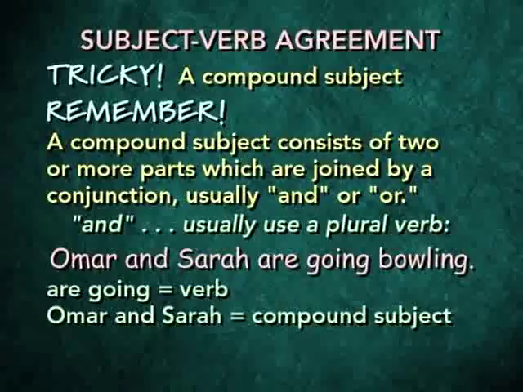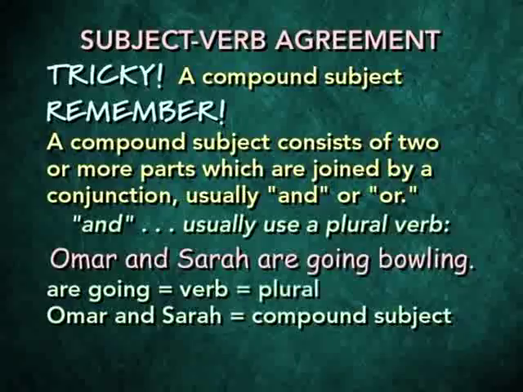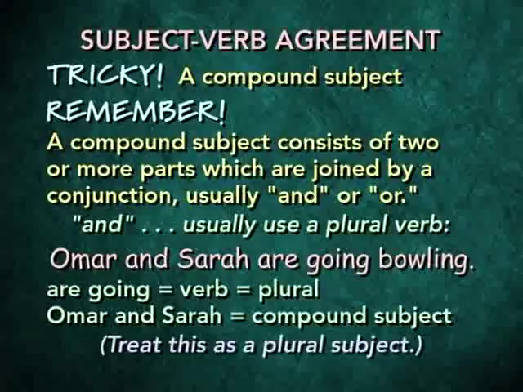Notice that although each of the parts of the compound subject is singular, Omar, Sarah, each of these is a singular word, taken together, they make up a compound subject which is treated as plural. After all, Omar and Sarah are 2 people, and therefore the subject of this verb now refers to more than one person, it's plural, and a plural verb are going is required. So this is the most typical kind of compound subject, where we have two or more parts joined by the conjunction and normally this would be treated as a plural subject.